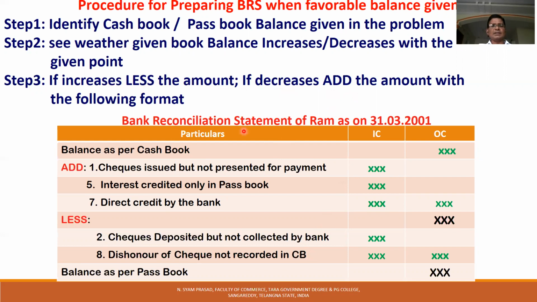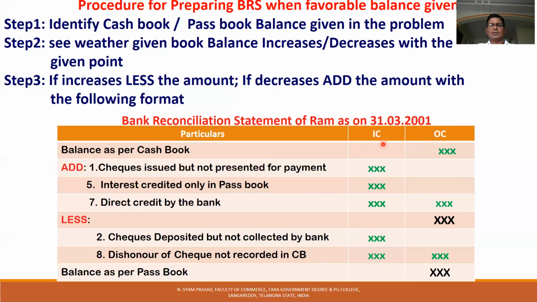Bank reconciliation statement of Ram as on 31st March 2001. This is the title you have to write. Then particulars, inner column, outer column. So this is the 3-column format. First you have to identify this point: balance as per cash book is given. You take it in the outer column. All other points you take in the inner column.